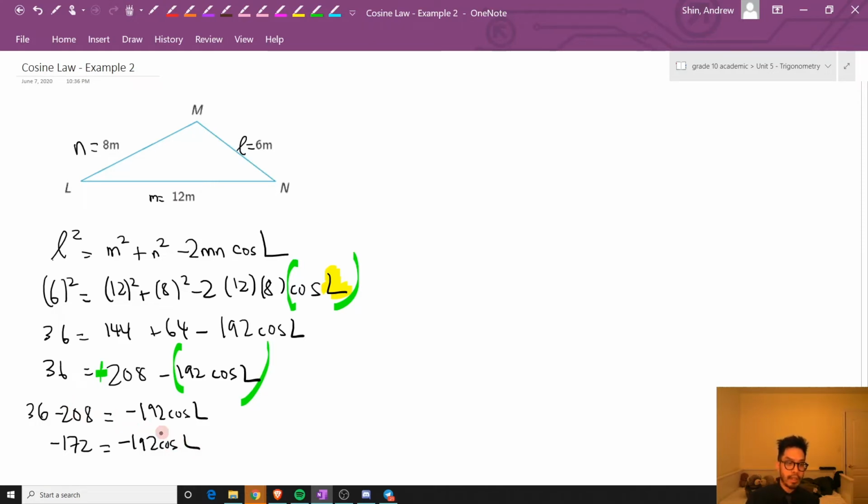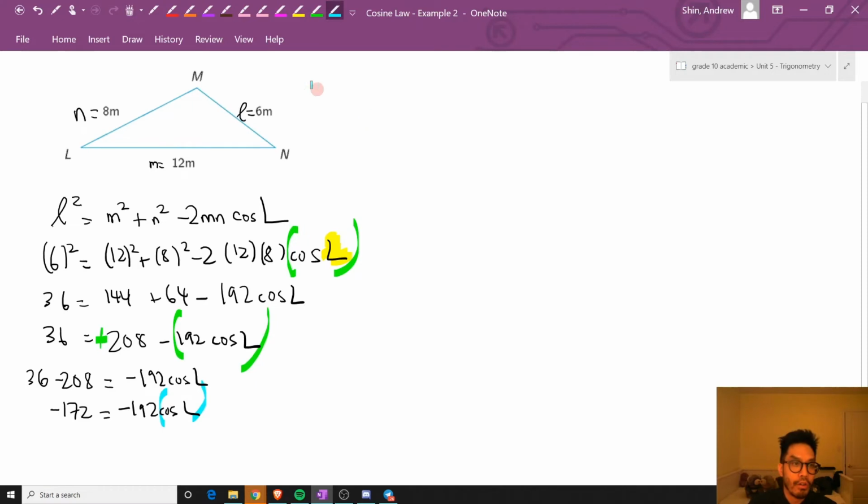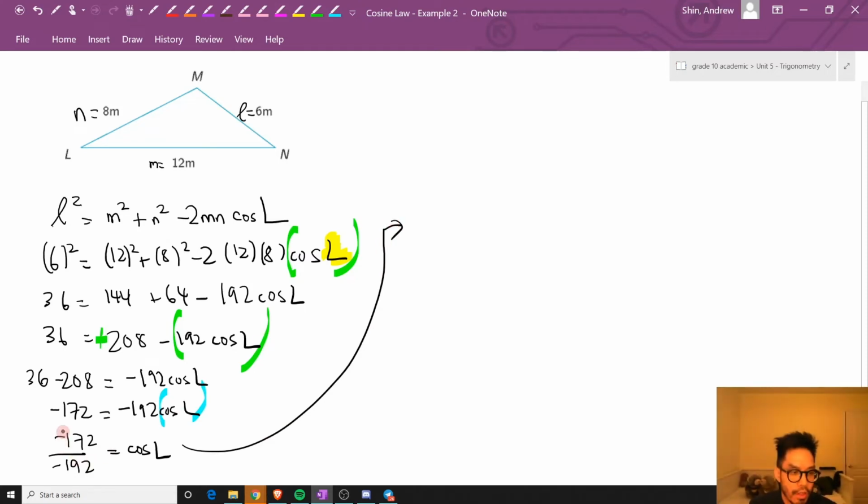So we need to isolate again for cosine L here. What is this negative 192 doing to cosine L? What operation is in between? That is multiplication. So the opposite of multiplication is division. So we are going to divide both sides by negative 192. I'm going to continue over here. And you know that two negatives divide out, so we're just going to do 172 divided by 192. And I'm going to keep every single decimal place because it's very sensitive to every decimal. That's what the trig is. So 0.89583, 3 repeating, equals cosine L.